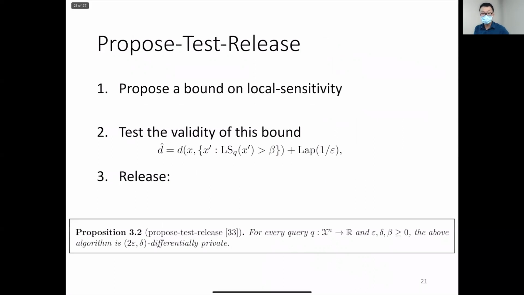All right, so let's take a break, and we'll resume at 2:21, and then we'll talk about the propose-test-release mechanism, which can be viewed as a generalization of the distance to instability. All right, see you guys in a little bit.